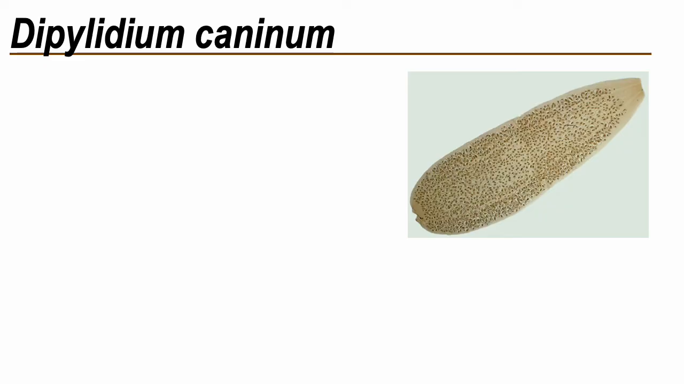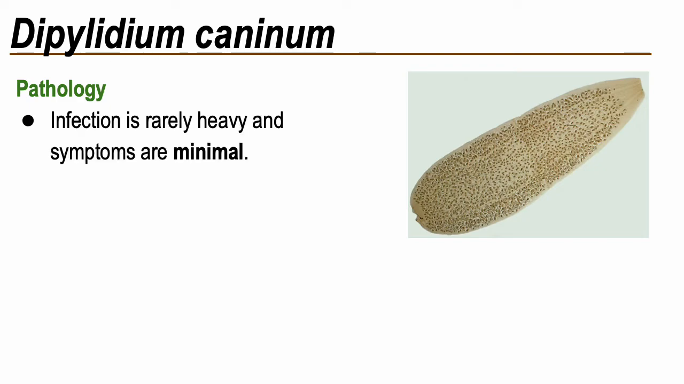So for the pathology of the parasite Dipylidium caninum, this is also known as dipylidiasis. Normally, infection is rarely heavy and symptoms are minimal. In chronic cases, slight intestinal discomfort may be felt by the patient, as well as epigastric pain, diarrhea, pruritus, and allergic reactions. While most patients are asymptomatic, moderate eosinophilia has also been reported.